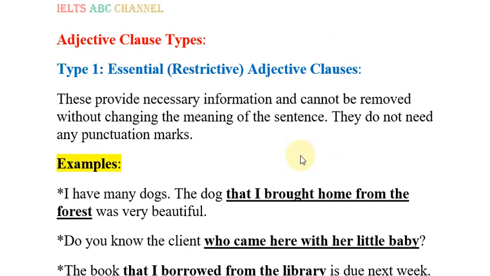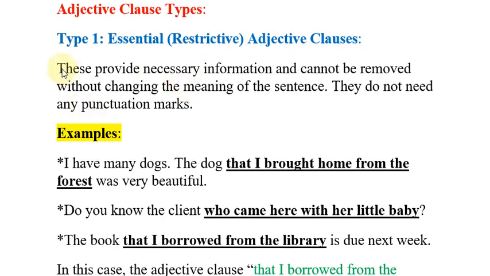We have two types of adjective clauses. Type 1 is essential adjective clause or restrictive adjective clause. Two names: essential adjective clause, restrictive adjective clause. Now, what are they? Essential adjective clauses provide necessary information, needed information, and cannot be removed without changing the meaning of the sentence. They do not need any punctuation marks.